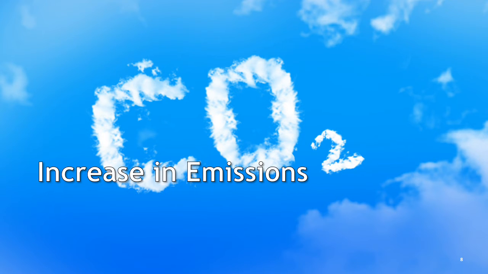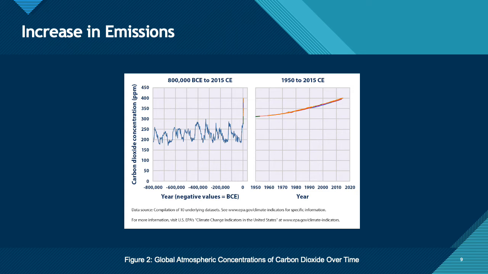So let's talk about the increase in carbon dioxide emissions in the atmosphere. As we can see, Figure 2 consists of two graphs that describe the amount of carbon dioxide found in the atmosphere throughout time. On the y-axis we have the carbon dioxide concentration measured in parts per million. It goes from 0 all the way to 450. On the x-axis we have the different years, from 800,000 BCE to 2015 CE.